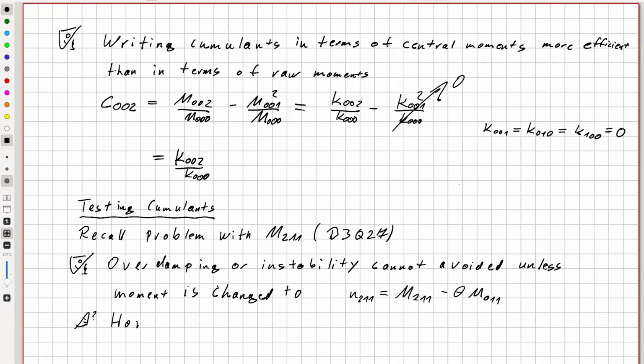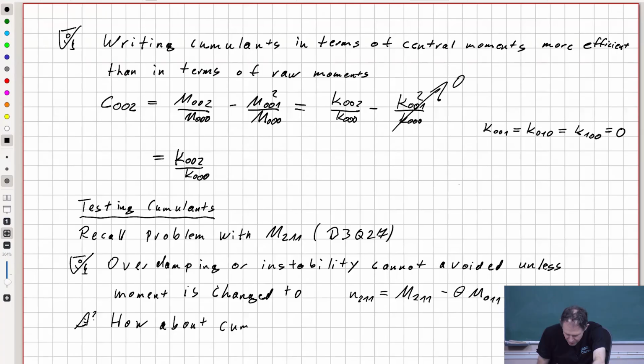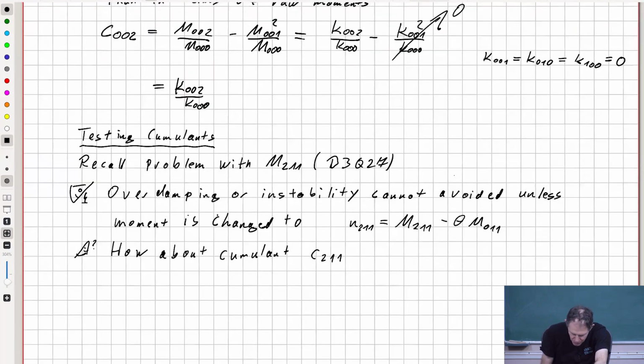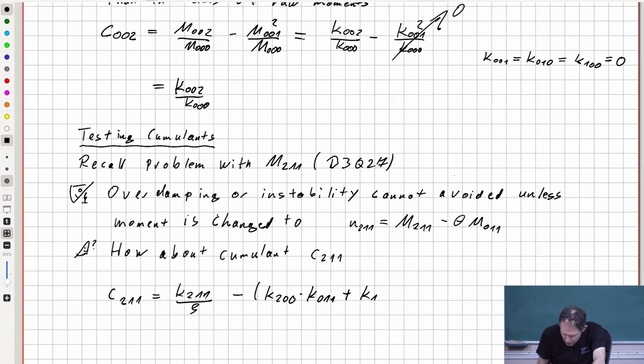Cumulants are, of course, more complicated, and this was also only one specific problem. But let's see. So how about the cumulant C211? The cumulant C211 can be written as K211 divided by rho minus K200 times K011 plus K110 times K101, and this times 1 over rho square.